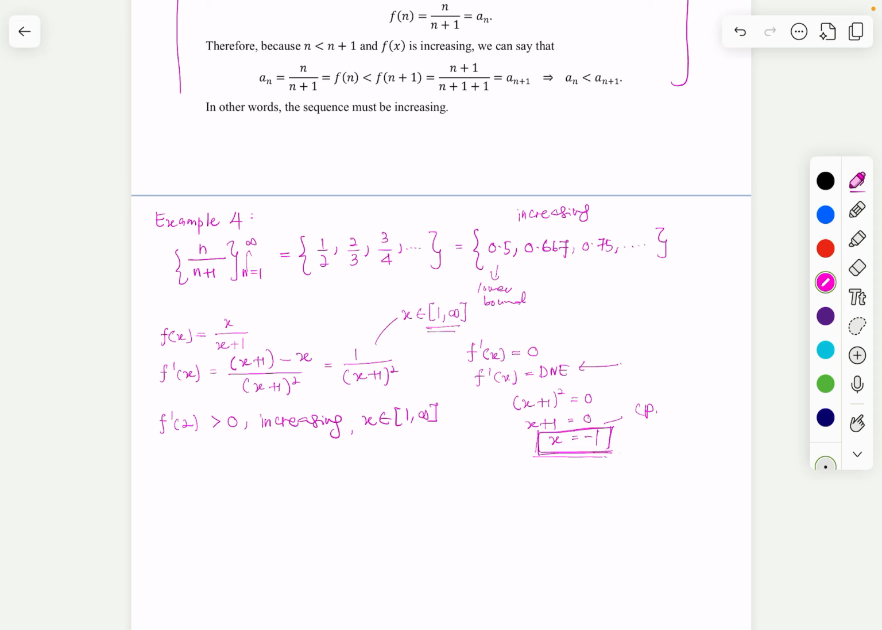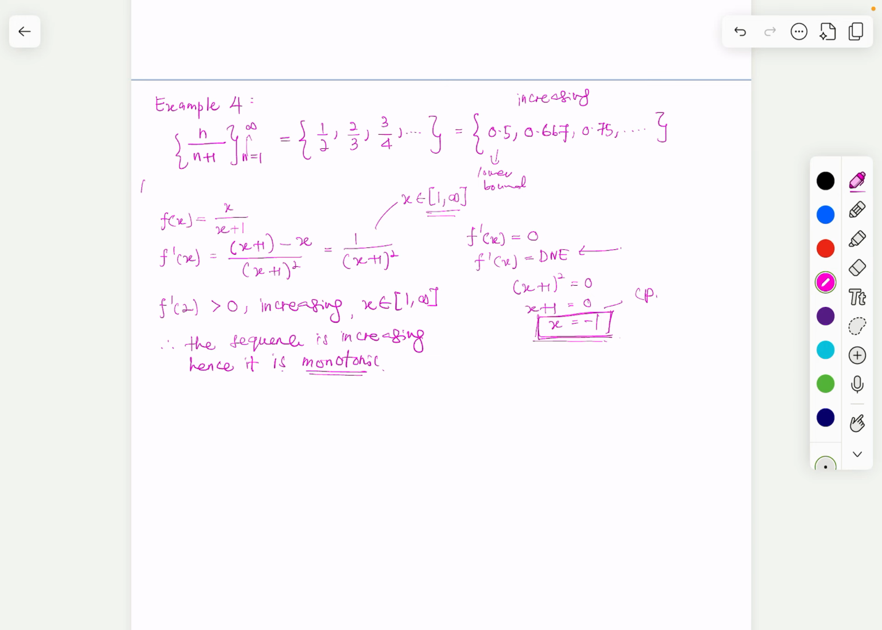Okay, so since the function is increasing within that interval, we go back to the idea of sequence. Then we can conclude that the sequence is also increasing from n equals 1 to infinity. The sequence is increasing, hence it is monotonic. Okay, that is to check the monotonic. And then we check the boundedness.